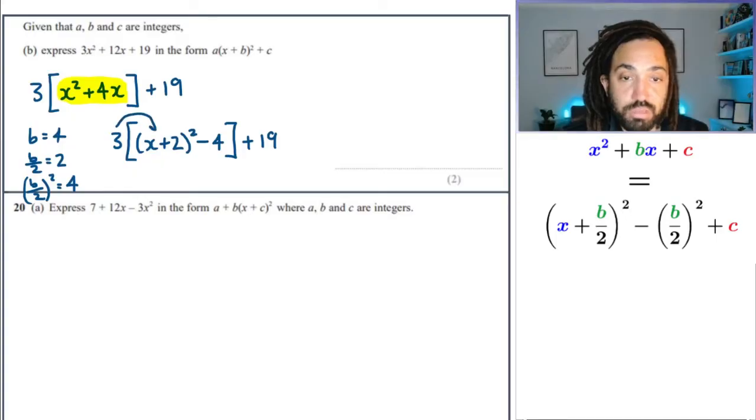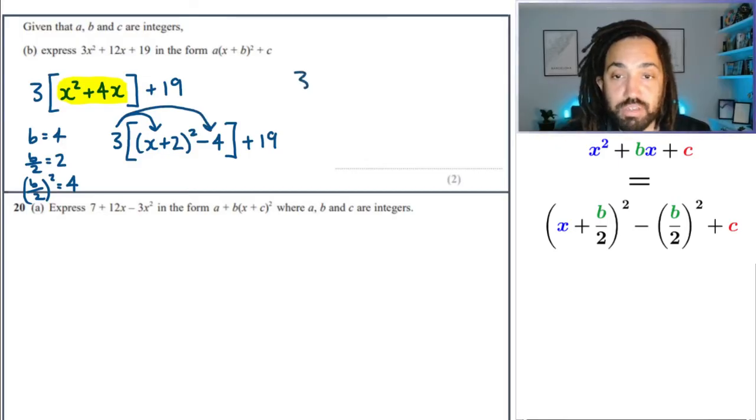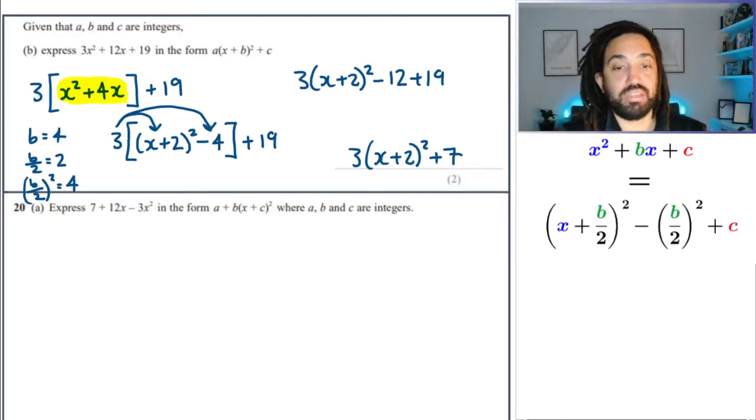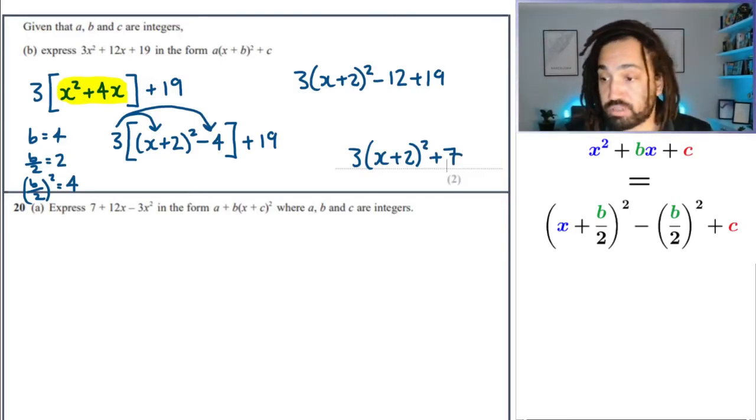And then I'm going to multiply the 3 by that bracket, and I'm going to multiply the 3 by the negative 4 as well. So that will give me 3 lots of the bracket, and then minus 12, and the plus 19 is still there. So overall, when I simplify, I get plus 7. Brilliant. Okay, right, straight on to the next one.